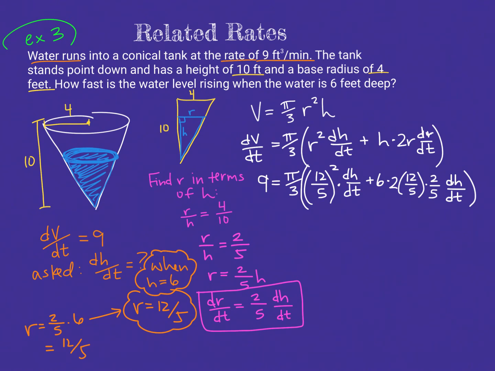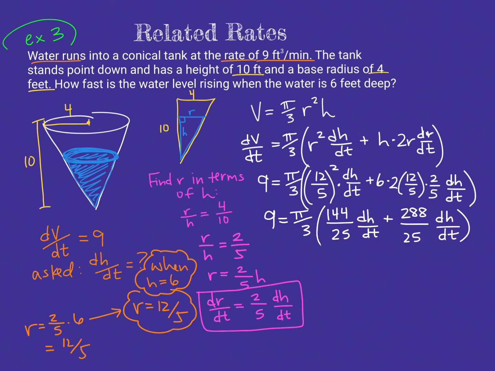Now, I just plugged everything in. We know that dv dt is 9. We were told that from the start. We have the pi over 3. I replaced r with what it equals, 12/5. It gets squared. dh dt is what we're solving for. H is 6. 2 times r is 2 times 12/5, and dr dt is 2/5 dh dt. This is a lot. This way is probably a little more difficult, but I just wanted to show both ways. So we'll have pi over 3. Then on the inside, we'll have 144 over 25, and we'll keep going here. And we get the following here when we clean up.